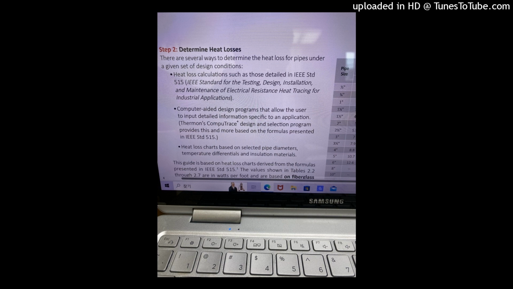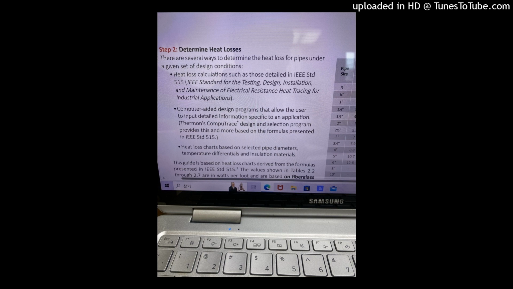Step 2. Determine heat losses. There are several ways to determine the heat loss for pipes under a given set of design conditions. Heat loss calculations such as those detailed in IEEE STD 515, IEEE standard for the testing, design, installation, and maintenance of electrical resistance heat tracing for industrial applications, or computer-aided design programs that allow the user to input detailed information specific to an application. Sherman's computerized design and selection program provides this and more based on the formulas presented in IEEE STD 515.